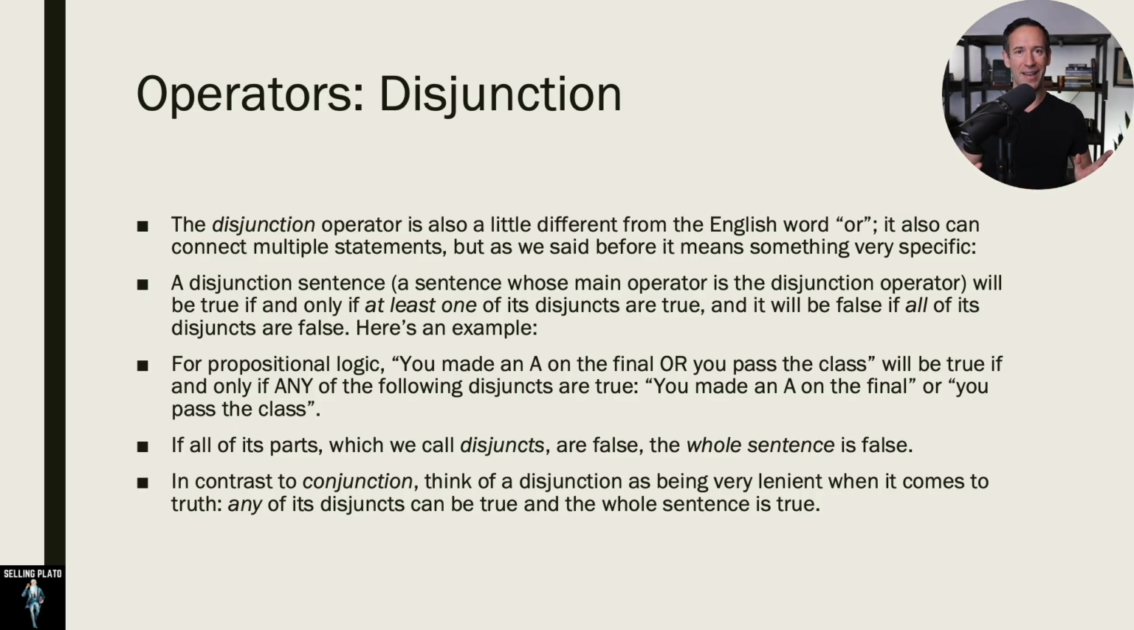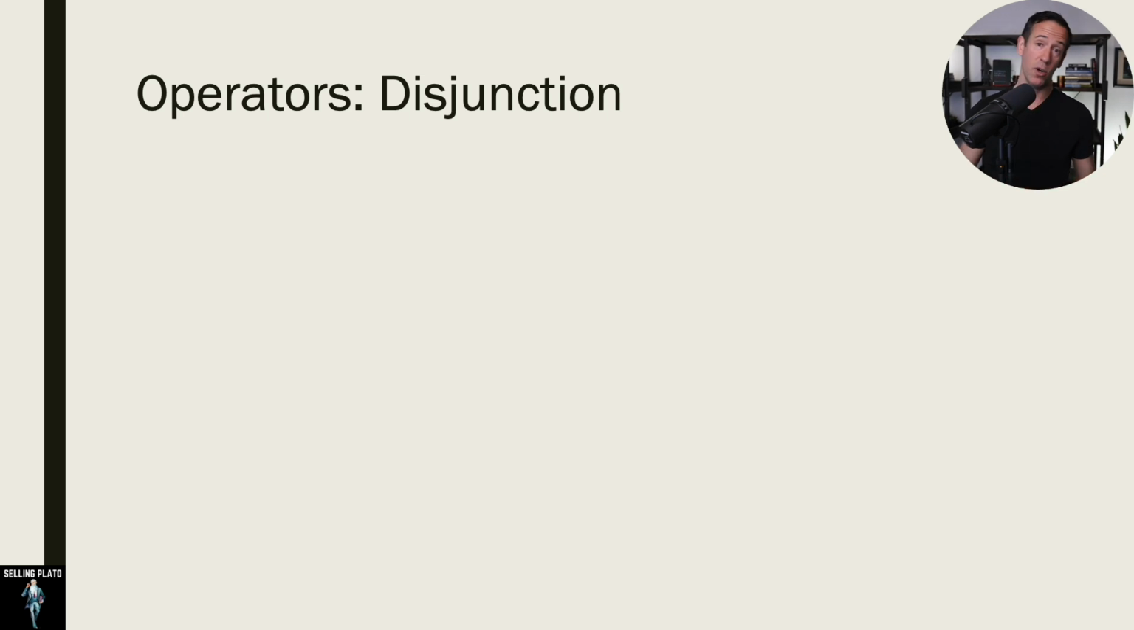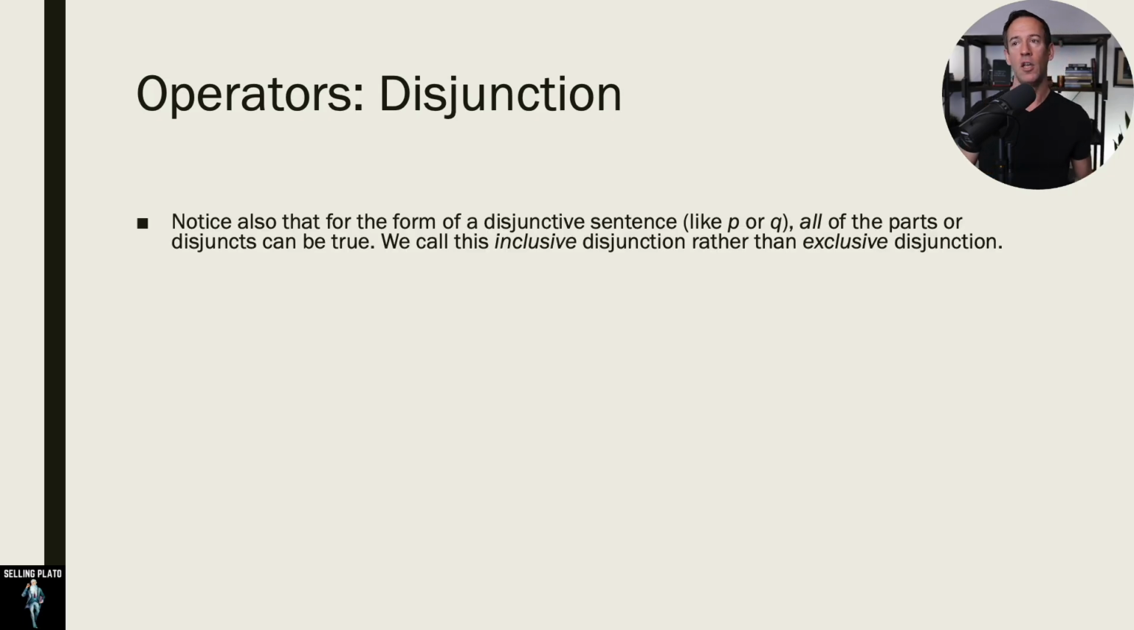All right. So again, this is the truth functional part of logic, right? The function is going to spit out a truth value. If even one of its disjuncts, its atomic sentences that we call disjuncts, is true as a part, then the whole compound sentence is going to be true. That's the way it works. That's the way it functions. So notice also that the form of a disjunctive sentence, like P or Q, right?